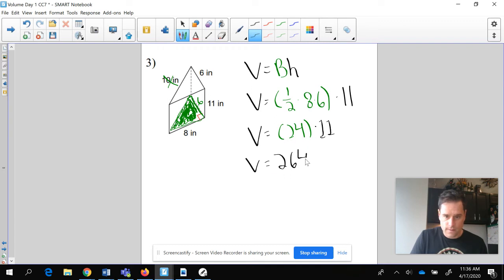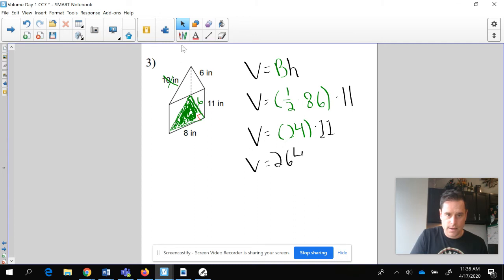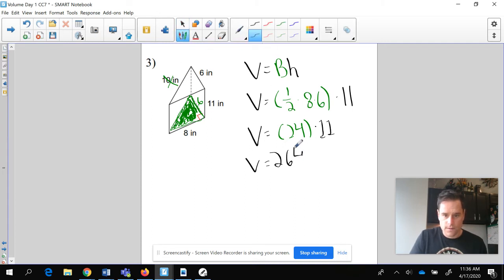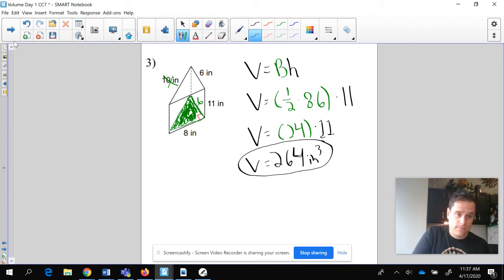264. Oops. There's this little button on my, I gotta go back up. 264, and that's gonna be inches cubed. Circle. And that one's done. That's done. Okay, that gives us our area for that one.